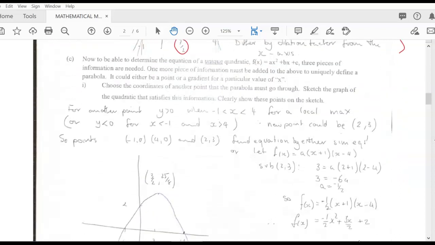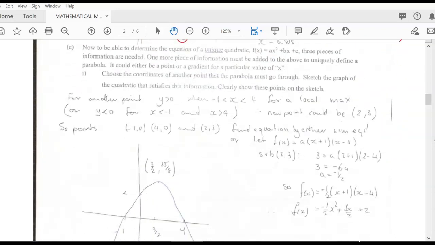All right, let's go on to question C. To be able to determine the equation of a unique quadratic in the form f of x equals ax squared plus bx plus c, three pieces of information are needed. So one more piece of information must be added to the above to uniquely define the parabola. In part B, we found a family of quadratics, which differed just in their dilation factor. So what we're going to do here is find a unique equation for a parabola.